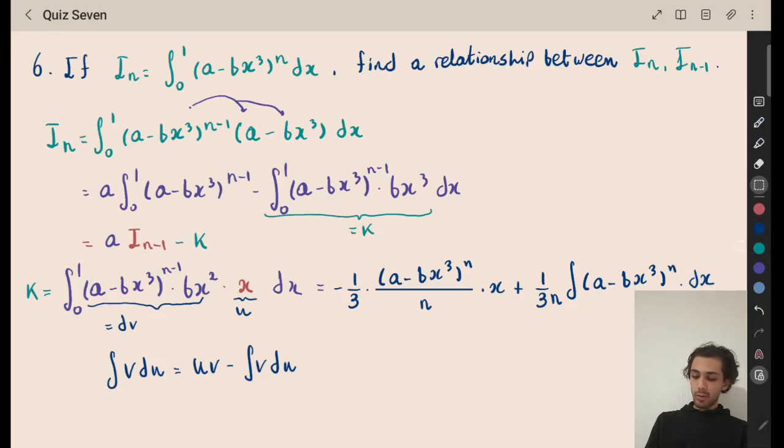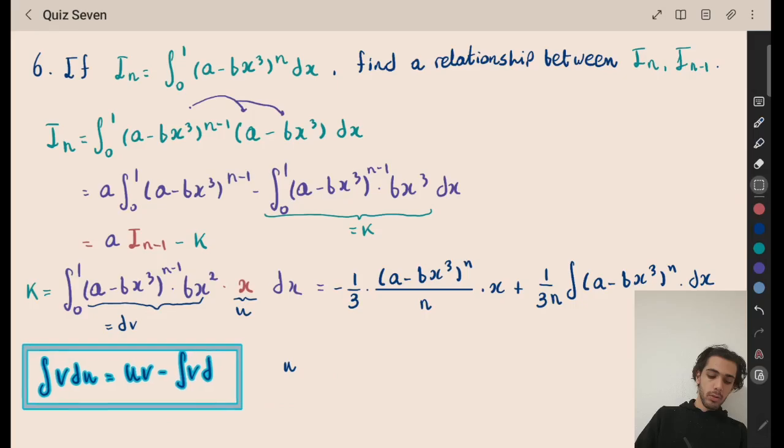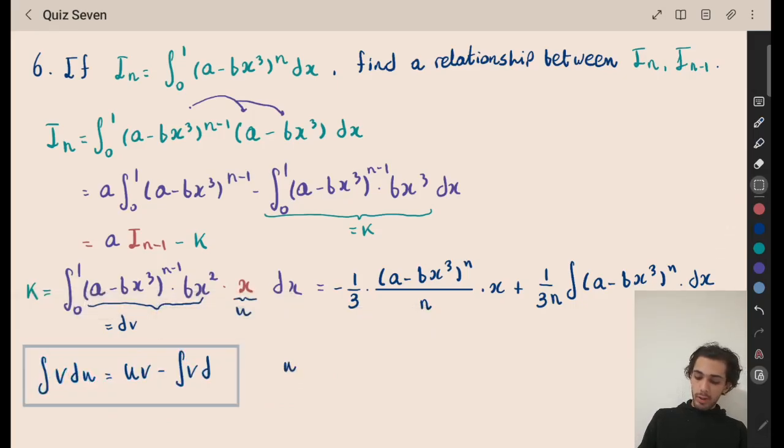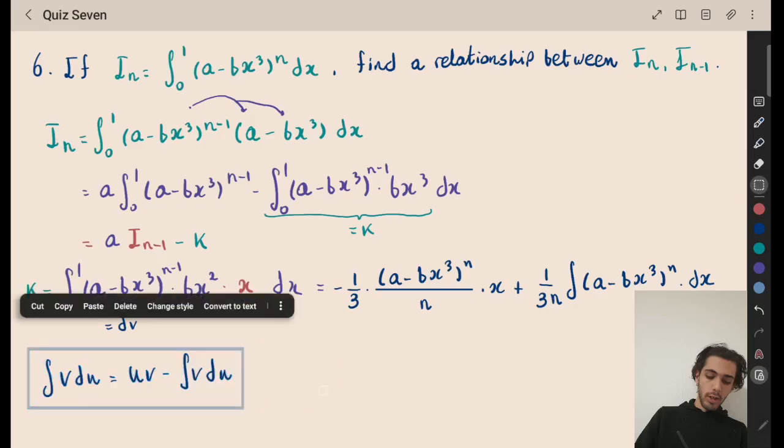which includes, what does it include? It includes an expression which we are familiar with. Do you see what this expression is? Yes, exactly. It's I_n. So let me put this on the side. What we have right now is an expression for I_n.